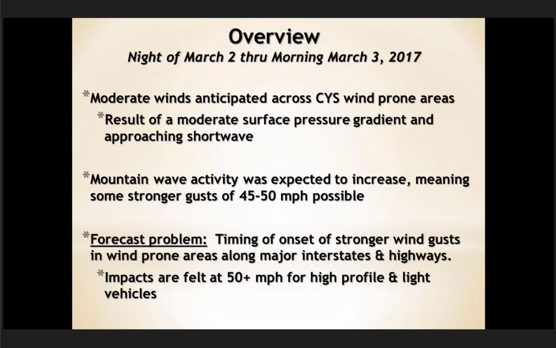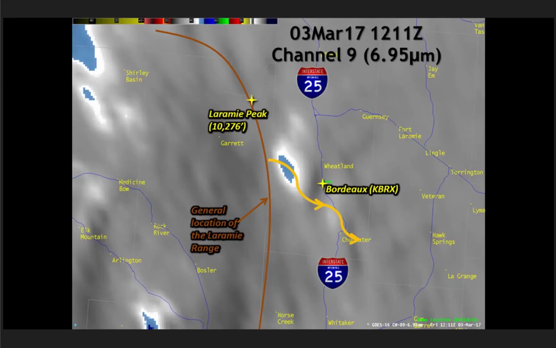And this is a common problem here that we have, where we can forecast the general pattern and get an idea that we're going to see moderate to strong winds, but exactly when is the mountain wave going to develop, and are we going to see some of those strong winds at the surface? So it's kind of one of our forecast problems here. Hopefully GOES 16 can help us with that in the future.